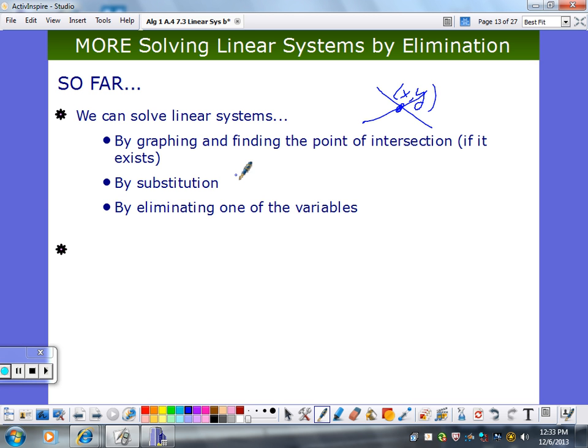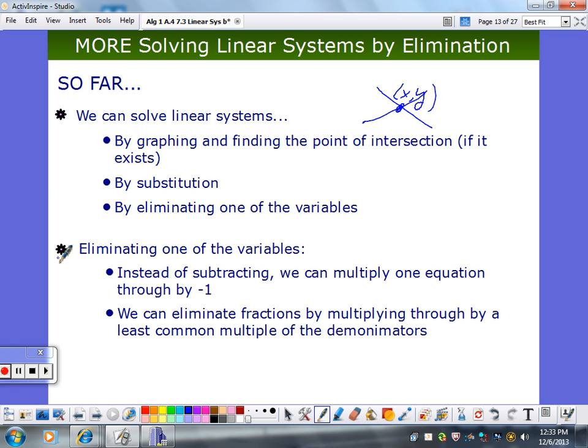Another way is substitution. You need an x equal or a y equal. You plug that into the other equation. Solve like crazy for one of the variables, plug that in for the other. And the elimination method, which is what we looked at last time, we looked at kind of a simple version of it, where you can just add them, one drops away, and it's a little bit easier, I think, than substitution, right? So we decided to do this.